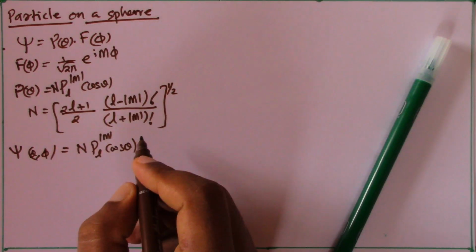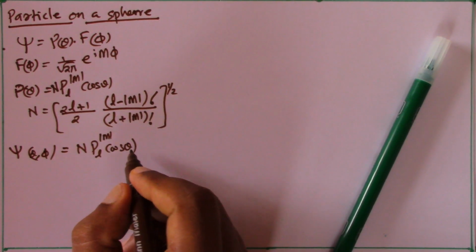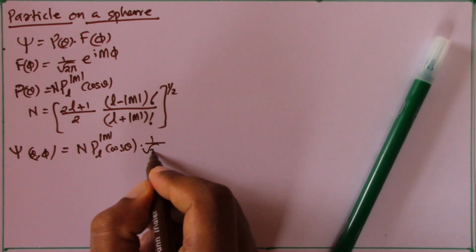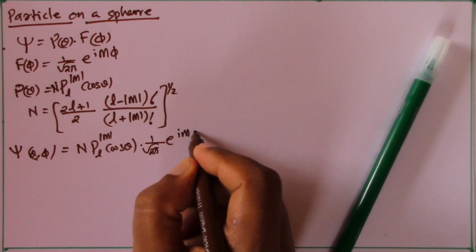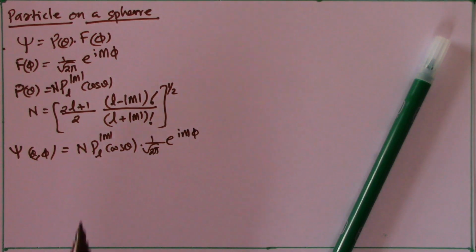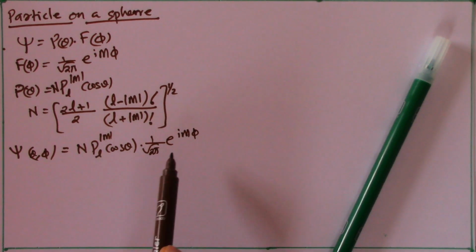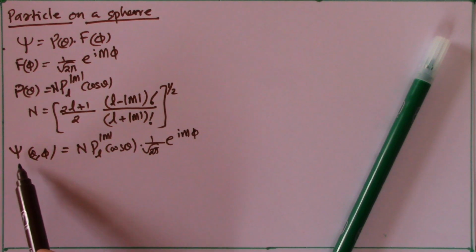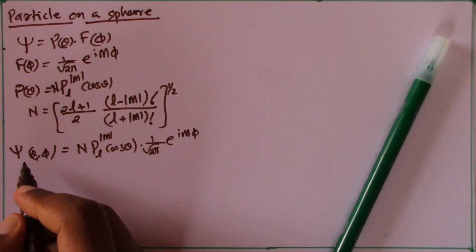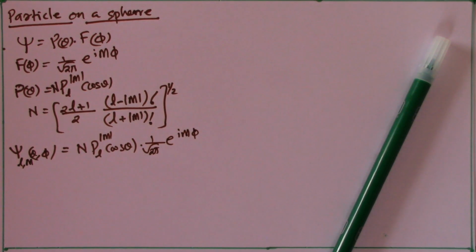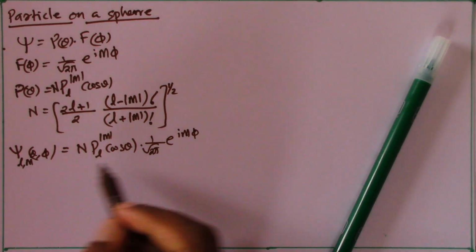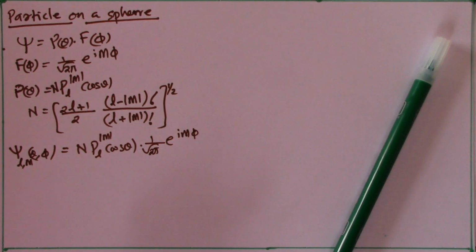F of phi is 1 divided by root 2 pi into e raised to i m phi. So we have two quantum numbers here, l and m, in this equation. So psi depends upon both l and m. So we can write psi_lm. It means that psi depends upon both quantum numbers l and m. So psi_lm of theta and phi is this one. We have the expression for the complete wave function.